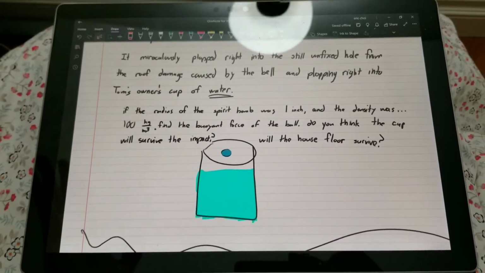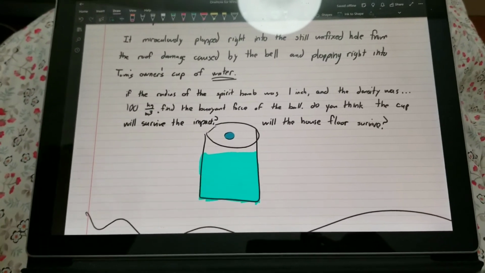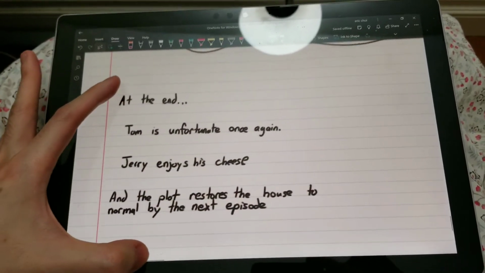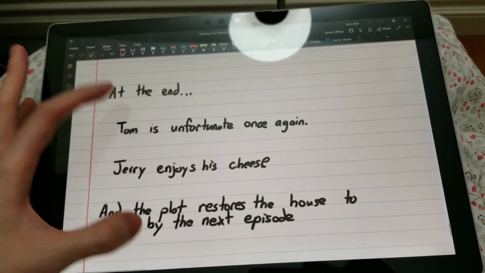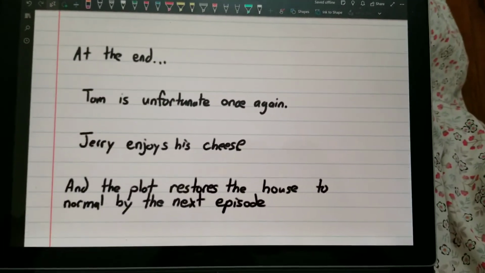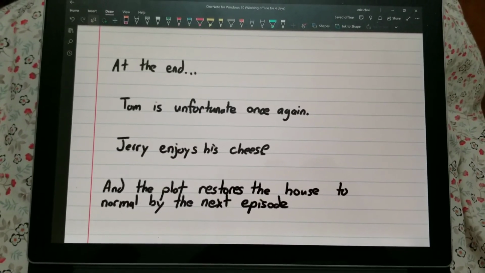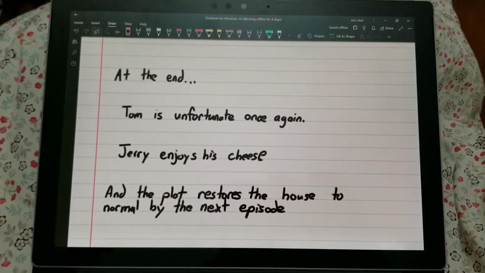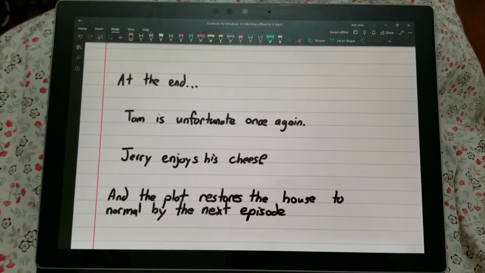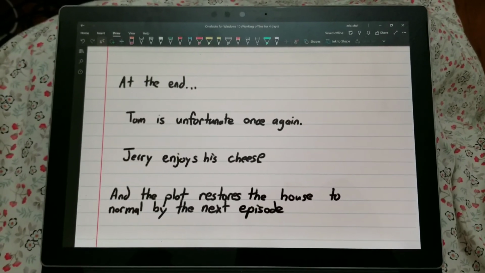Once you answer that and finally reach the ultimate conclusion that Tom is in a lot of trouble, we have a little epilogue right here. At the end, Tom is unfortunate once again. Jerry enjoys his cheese that he got for a failed trap at the very beginning, and somehow the plot gods restore the house of Tom's owner to 100% completely normal circumstances by the next episode.